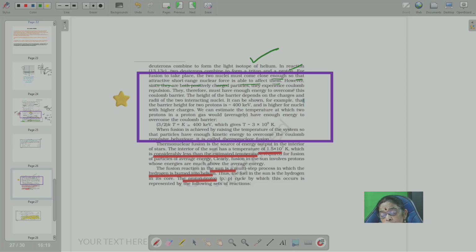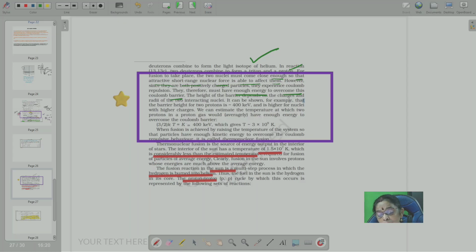However, since they are both positively charged particles, they experience Coulomb's repulsion. Which ones? The isotopes, the 2 deuterons. They are positive. When they come closer and closer, Coulomb's repulsive force is dominating. They will not be able to fuse. Somehow they have to fuse. How is it coming closer together? That means it has to overcome the Coulomb's repulsive force. In order to overcome, it has to break the barrier. You have to give enough energy to overcome this Coulomb's barrier.